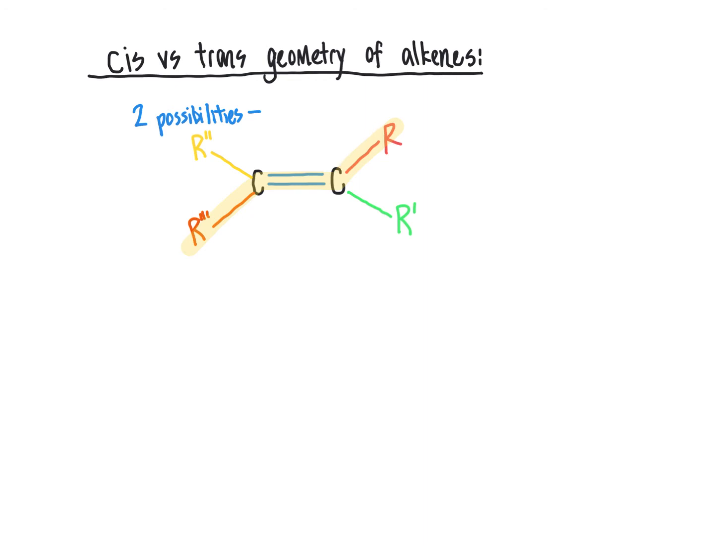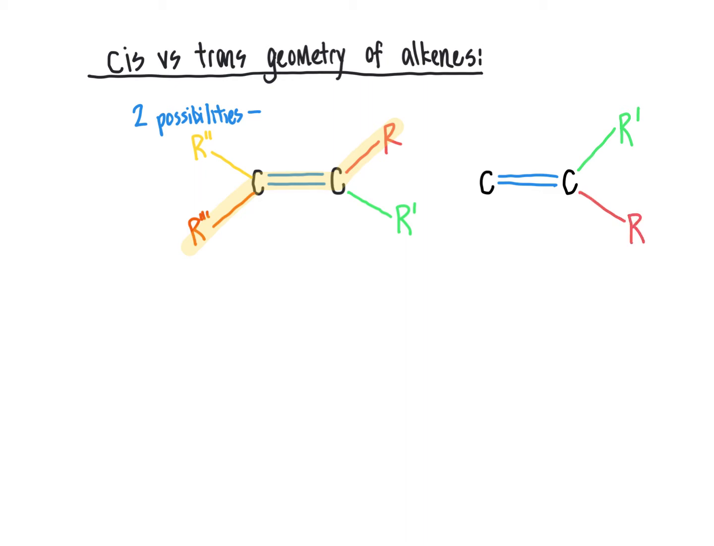The other possibility is that instead, we could have a very similar structure where the only difference is the orientation of the groups around that double bond. So in other words, rather than having that R group in the upper right corner, what if we took these two groups and switched them and we put the green group pointed up and the red group pointed below? Let's go ahead and do that. So we could do R prime up here and then R down here.